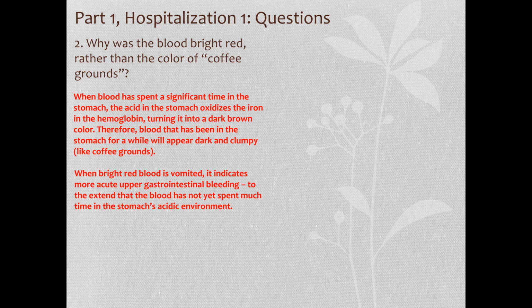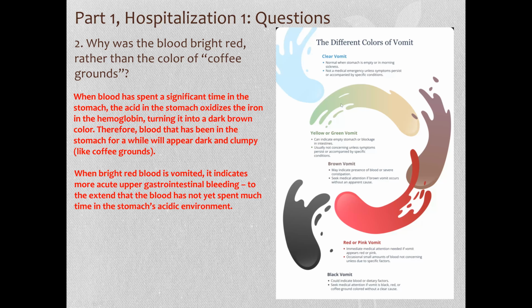acidic environment. So here is a little guide showing the different colors of vomit. If it's red or pink, then that means that there is actual blood, fresh blood that is newly entering the gastrointestinal tract, whereas either brown vomit or black vomit could indicate that the blood has been there for a while, or it's a slower bleed.